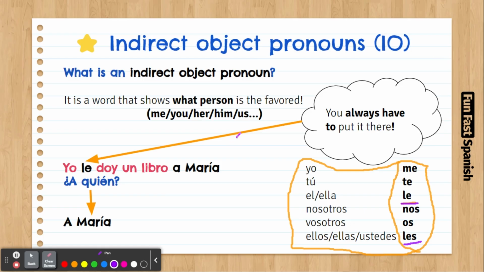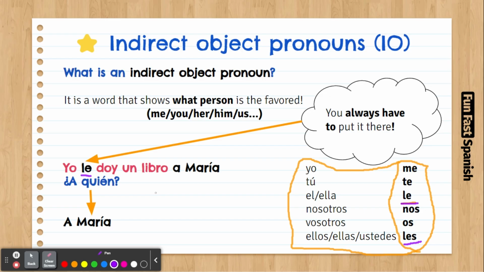And as we said before, the indirect object pronoun always has to be there when you use this kind of verbs. You always have to put the indirect object pronoun here. You cannot omit it. You cannot say "yo doy María un libro." Wrong. Yo le doy un libro a María. I give her a book, to María. That's how we say it in Spanish, and it's just the way it is.